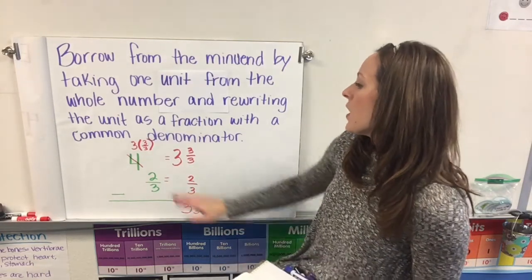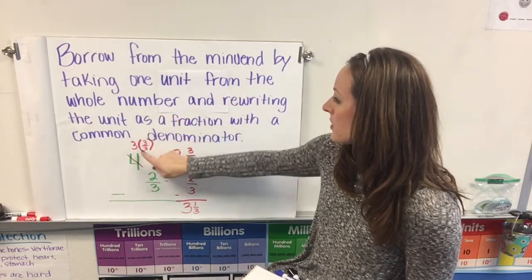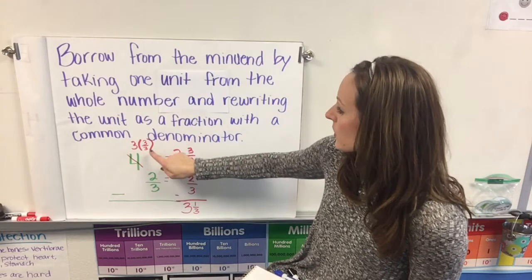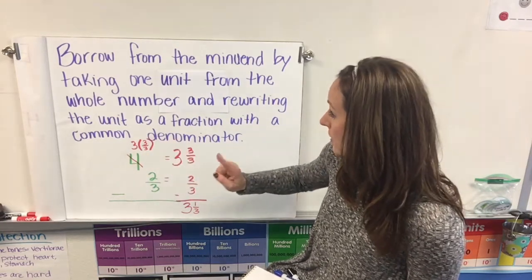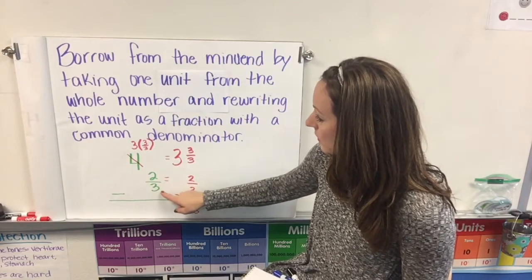So in doing that, we borrowed from the minuend, we took 1 unit from the whole number, turned it into a 3, and we rewrote that 1 unit that we borrowed as a fraction with a common denominator. And the denominator here was 3.